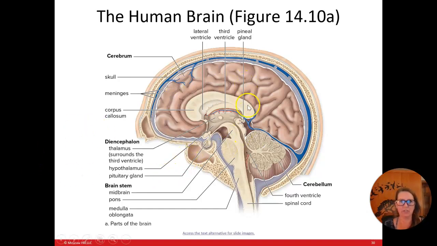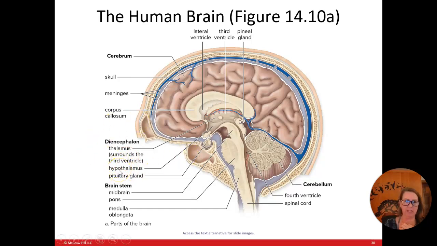Okay, taking a look at some other parts, the diencephalon is made up of 3 parts. The thalamus, which we'll come back to, is the relay station. The hypothalamus, hypo means below, essentially is the master control center for your hormones and your endocrine system.